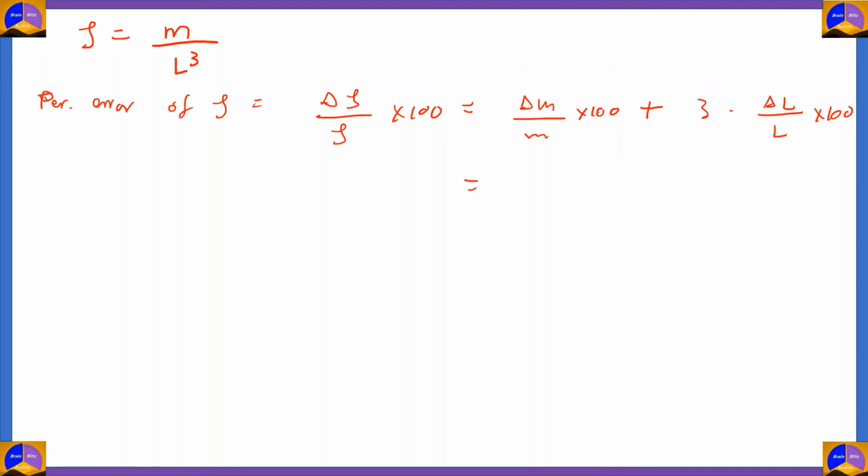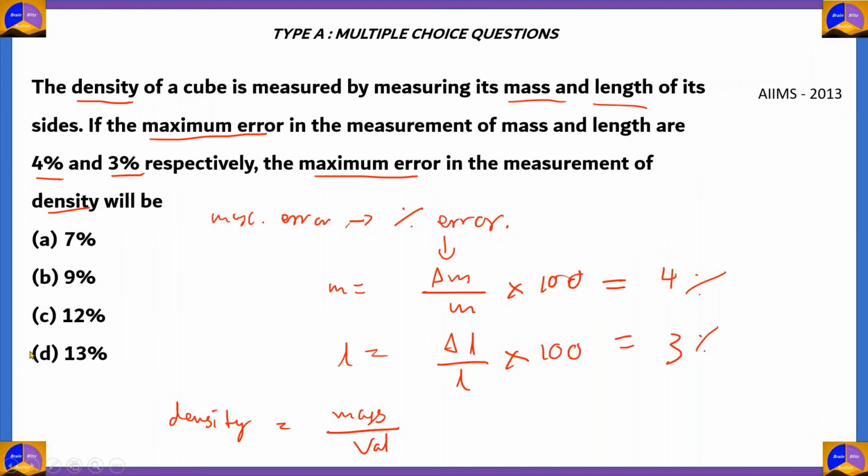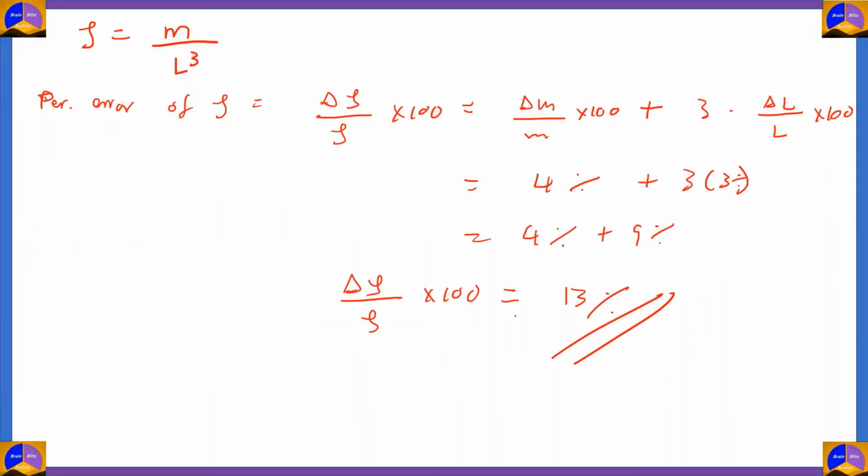So delta M by M times 100, maximum error of mass, that's 4%, plus 3 times 3%. So that is 4% plus 9%. So the maximum error of density will be equal to 13%. And if you look at our options, you find that option D, 13%, is the right answer. And we got to this answer by calculating the percentage error of density.